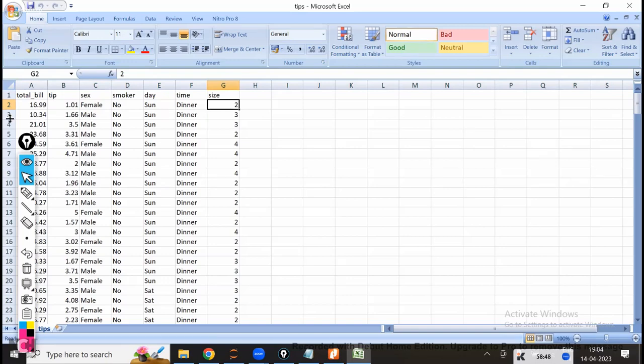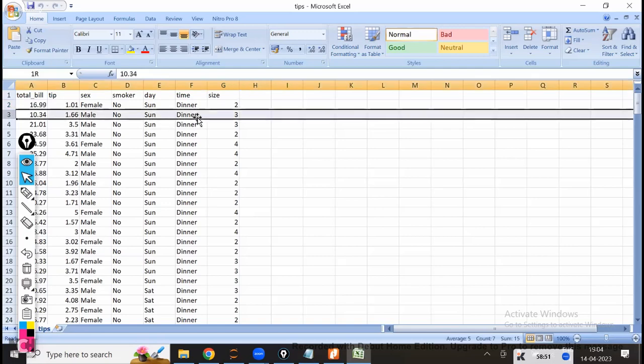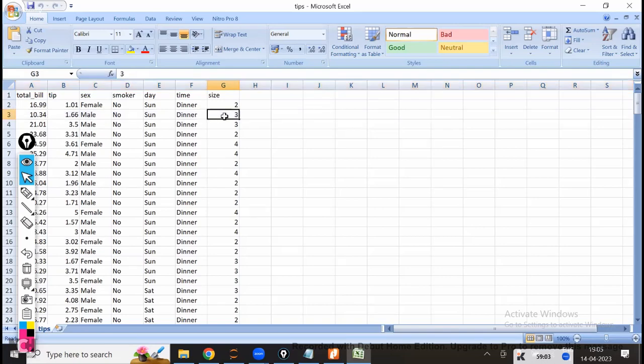This is one more record where a total of 3 members visited. Out of 3, 2 might be female, 2 might be male, anything can be there, or all 3 may be males only. Who knows? We don't know. But what data is there? A total of 3 members visited at dinner time on a Sunday, the bill was paid by a male, the bill amount was $10.34, and they gave a tip of 1.66. This is the information he has collected.